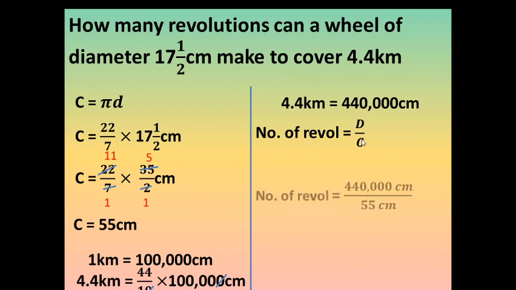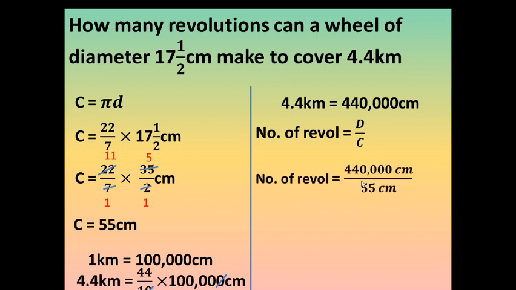Can we substitute? Our distance is 440,000 centimeters and the circumference is 55 centimeters. What are the common factors there? 55 divided by 11, we shall get 5. 440,000 divided by 11, we shall get 40,000, not 4,000.